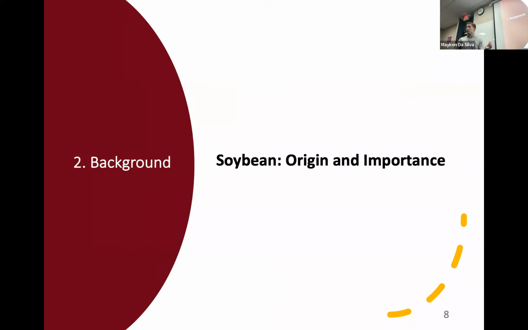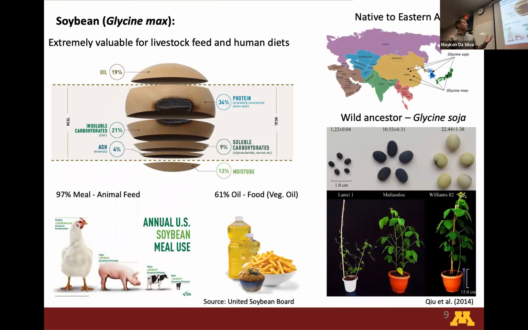So background: soybean origin and importance. Soybean, Glycine max, is a leguminous plant from the Fabaceae family, being of extreme value for livestock feed and human diets, primarily due to its protein-rich meal, as an oilseed crop for several industrial uses and food ingredients.